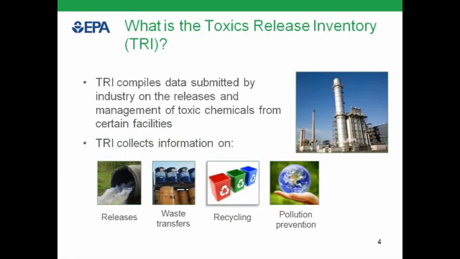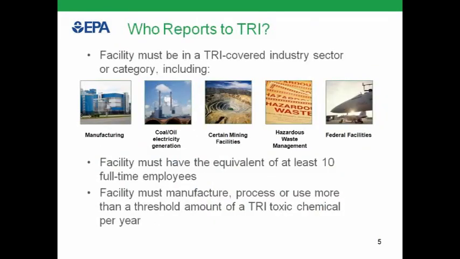So starting with the overview, what is TRI? In short, TRI compiles data submitted by industry on the releases and management of toxic chemicals from certain facilities. So this includes information on what each facility is releasing to air, water, or land, what they're transferring off-site, and also what they're doing to reduce releases through things like P2 and recycling.